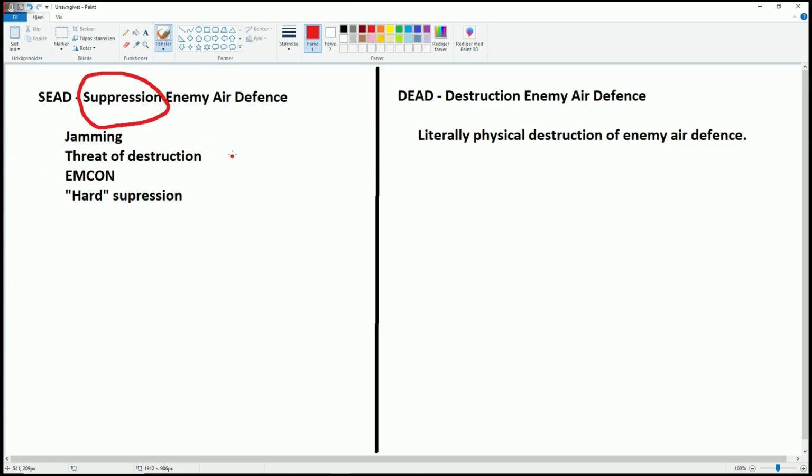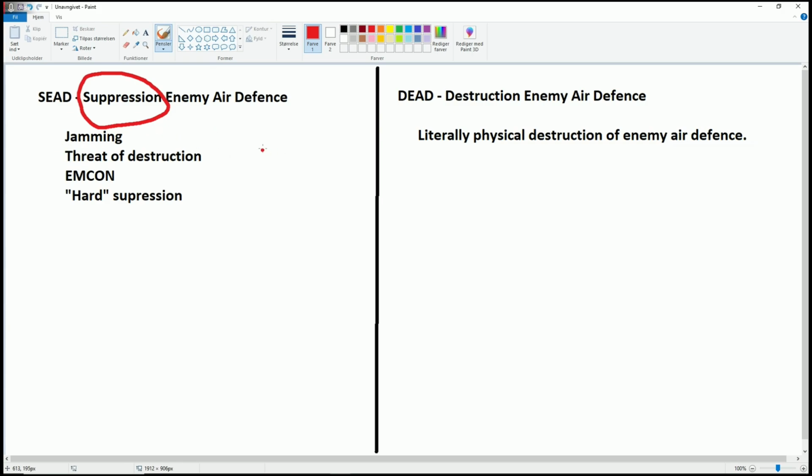The other way is threat of destruction. What that means is the enemy will not, or will highly limit, their use of the air defenses if there is a high chance of it being destroyed if they use it. It is simply a matter of, I want to see my family again, therefore I will not turn on the radar, because if I do, I will die. That is threat of destruction. It does not mean destruction. You just have to be threatened enough, be convinced enough that if you use your radar, you will die.